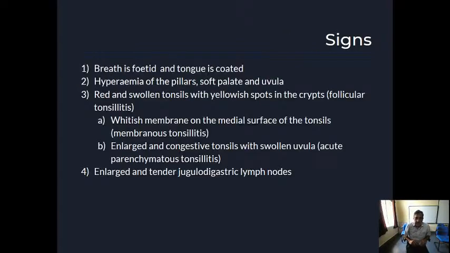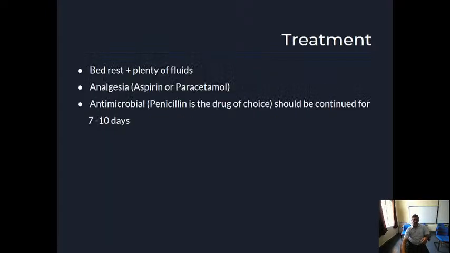Then the signs are the ones which you elicit when you examine the patient. You may have bad breath, there is hyperemia of the pillars, soft palate, and the uvula, the red swollen tonsils as you have seen, and sometimes membranous, the enlarged and tender jugulodigastric lymph nodes. This is the criteria for you to make a diagnosis of acute tonsillitis.